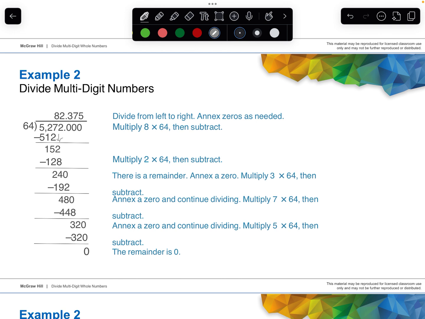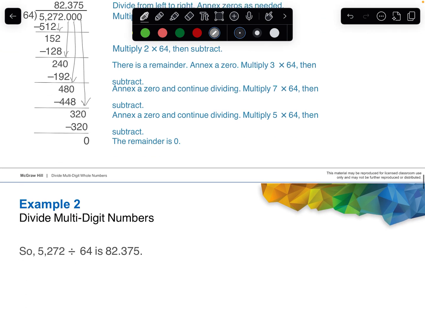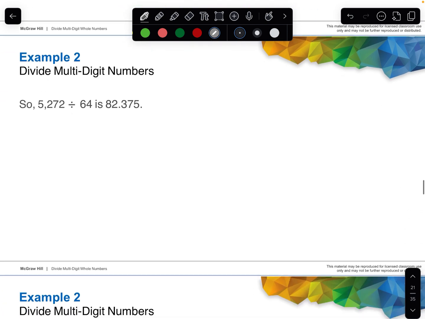Same way. At this point, we've now added a decimal. 0.0, we can annex as many zeros as needed. We carry those down until we get a remainder of 0. So we know 5,272 divided by 64 is 82.375.